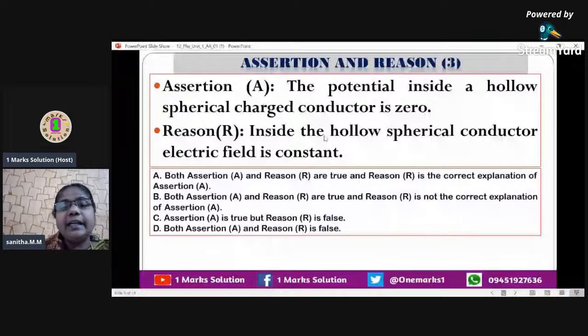Potential inside a conductor is constant, and the second one, the reason, we can say that inside the hollow spherical conductor electric field is zero. That could be the answer. But here both are given as false. So the answer is D. The option D: both are false. Now we can go for the next question.